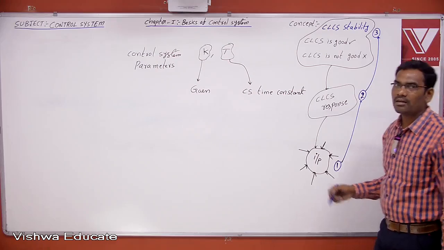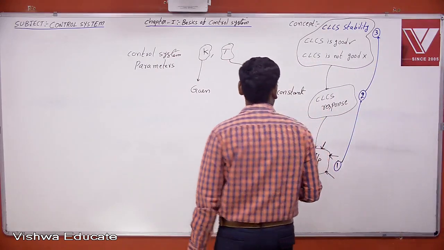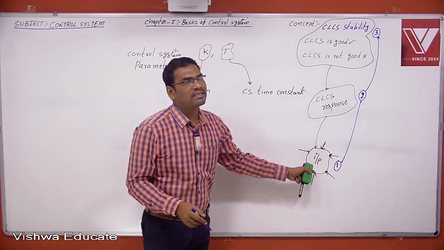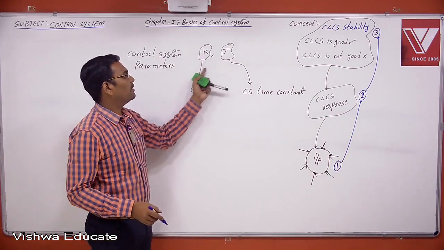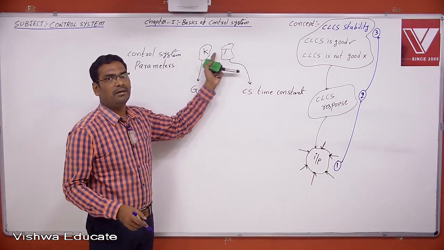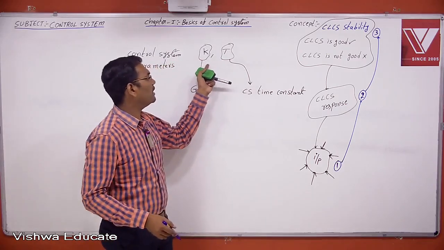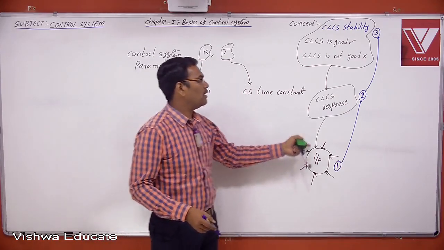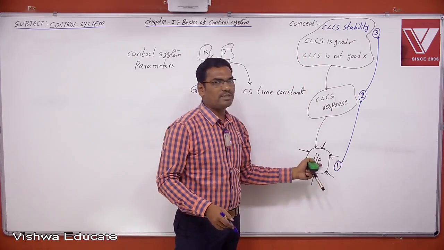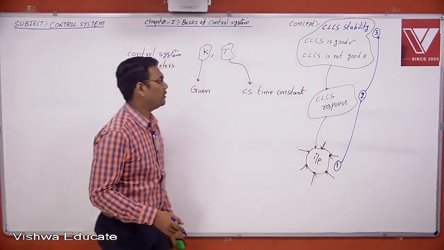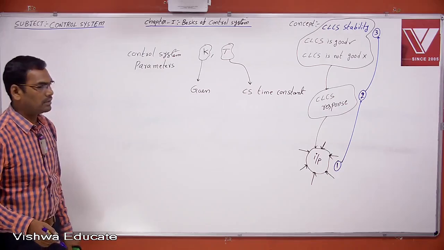Now this is the concept we are going to identify. Once you understand this, you can easily identify the system gain and system time constants, if the system stability, response and inputs are available to you. Take down this.